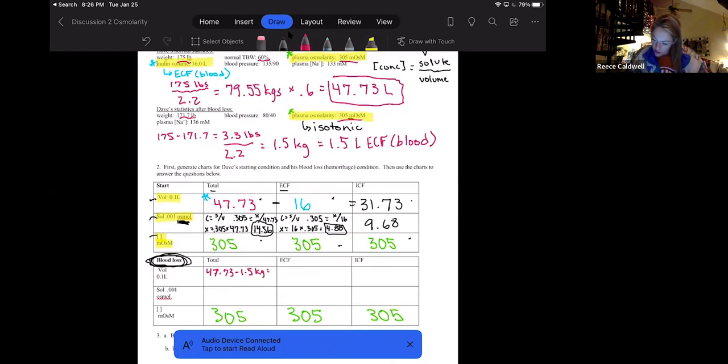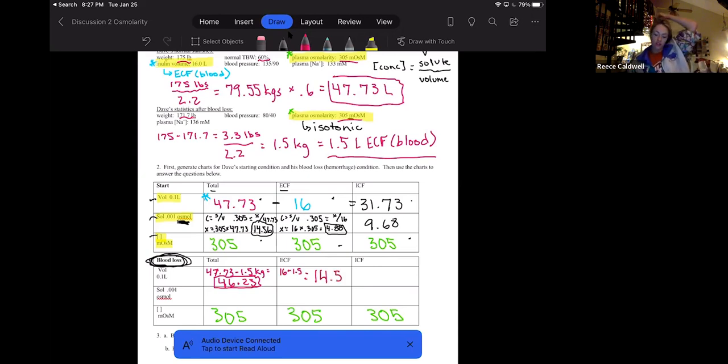What we get for his new total body volume is 46.23 liters. So that's his new body weight. When solving for the extracellular fluid loss, we know we lost 1.5 liters of extracellular fluid from that wild animal attack. So we take that 16, we subtract that 1.5 liters, and what we get is 14.5 liters.